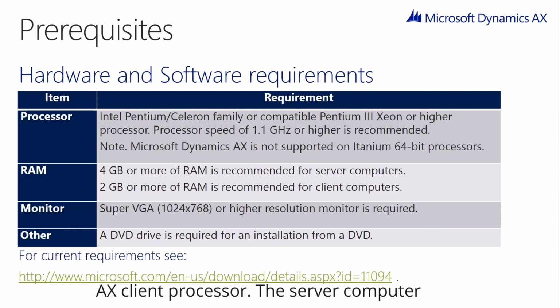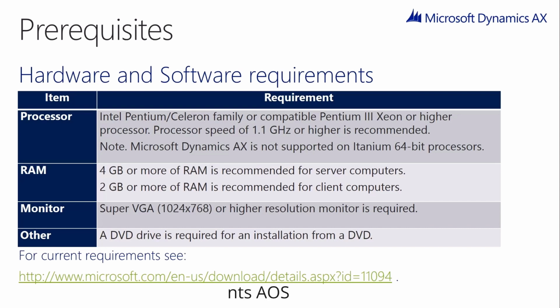Here is the list of minimum hardware that is needed to install and run Microsoft Dynamics AX Application Object Server and the Microsoft Dynamics AX Client. Processor. The server computer should have Intel Pentium or Celeron family or compatible Pentium 3 Xeon or higher processor. Processor speed of 1.1 GHz or higher is recommended. Please note that Microsoft Dynamics AX is not supported on Itanium 64-bit processors.